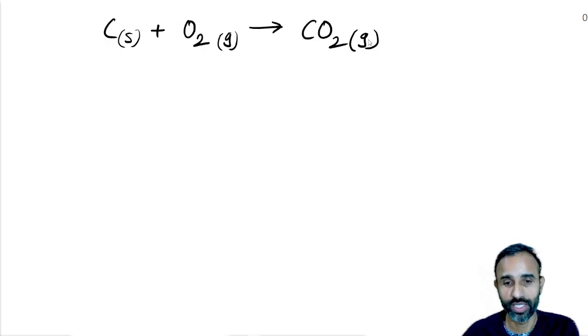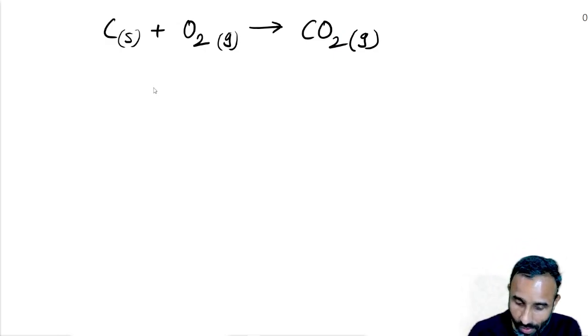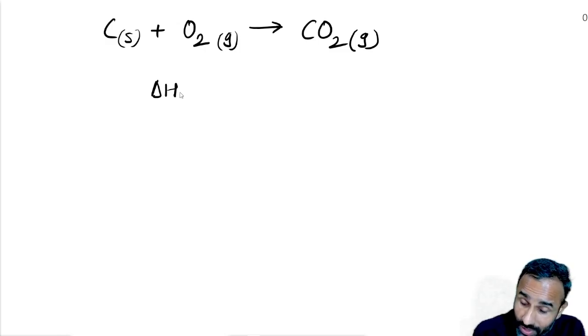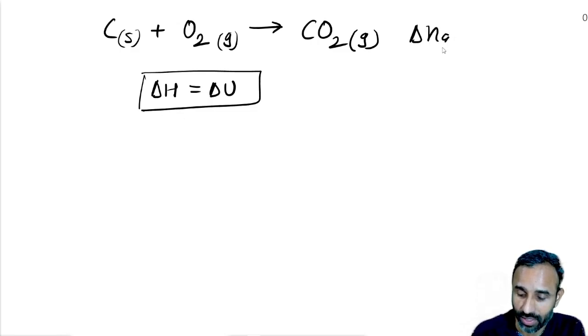Now, what is the relation between delta H and delta U? It is delta H equal to delta U, because here delta ng is 0. Okay.